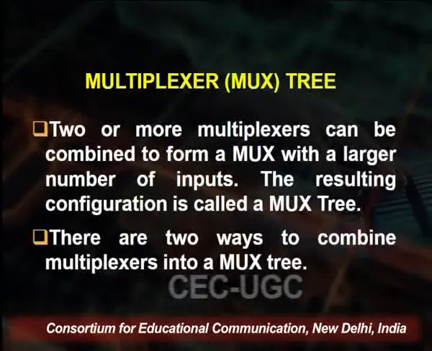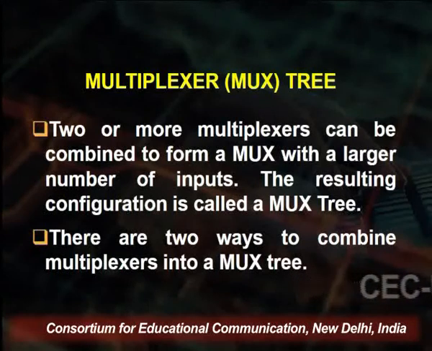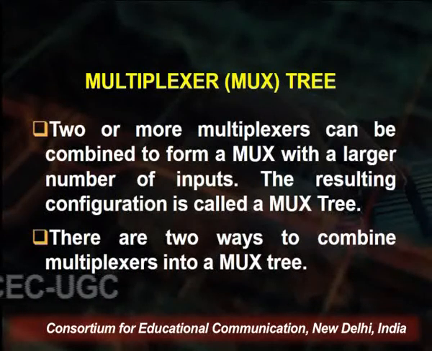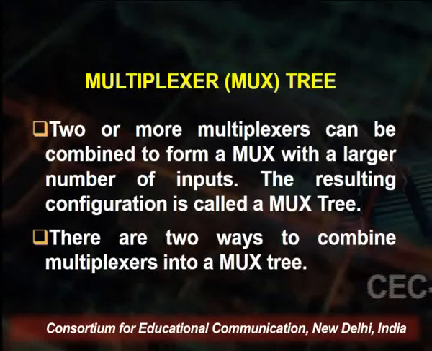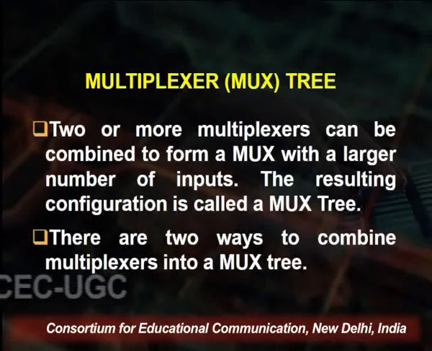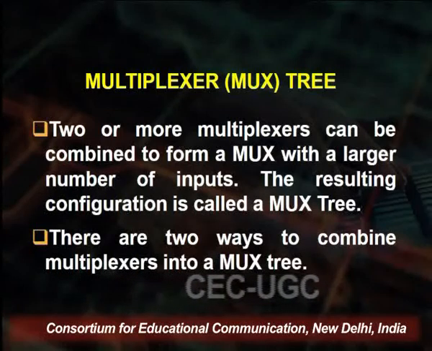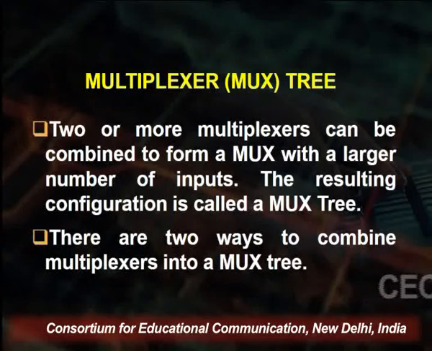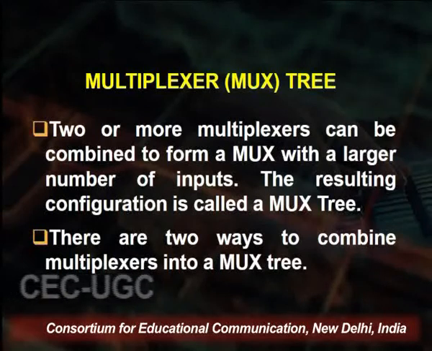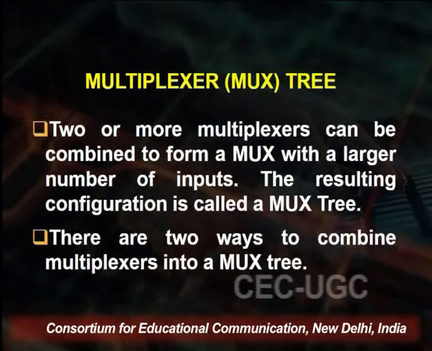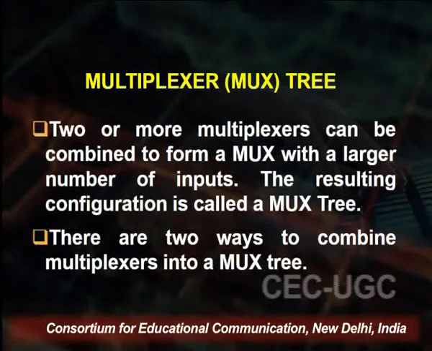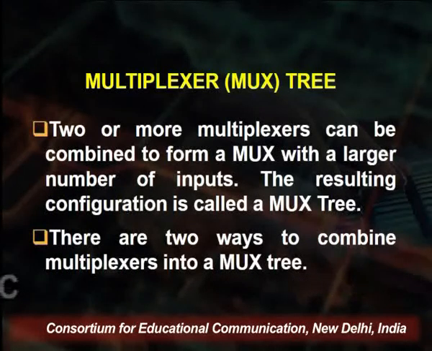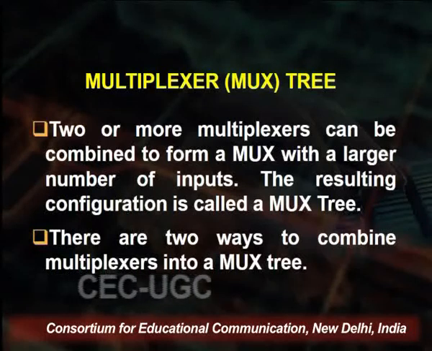So there is a concept known as multiplexer tree or MUX trees. Many a time we do not have a multiplexer of the size that we require. At that point of time, since multiplexers are modular in nature, 2 or more multiplexers can be combined to form a multiplexer with a large number of inputs. This resulting configuration, arising out of having 2 or more multiplexers working in tandem to process a larger number of inputs, is called MUX tree.